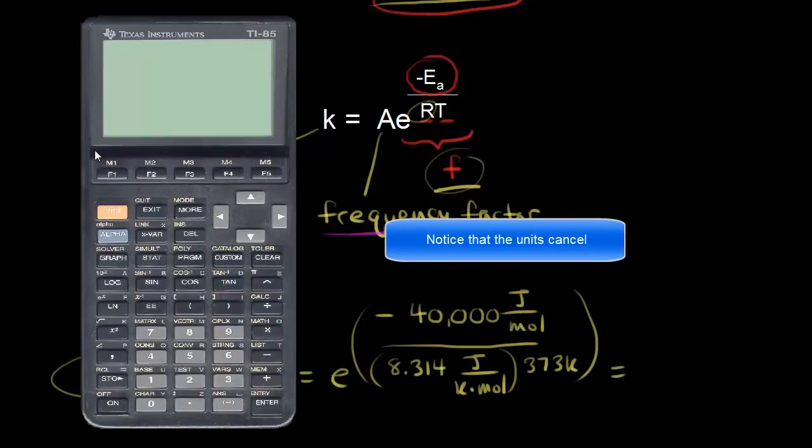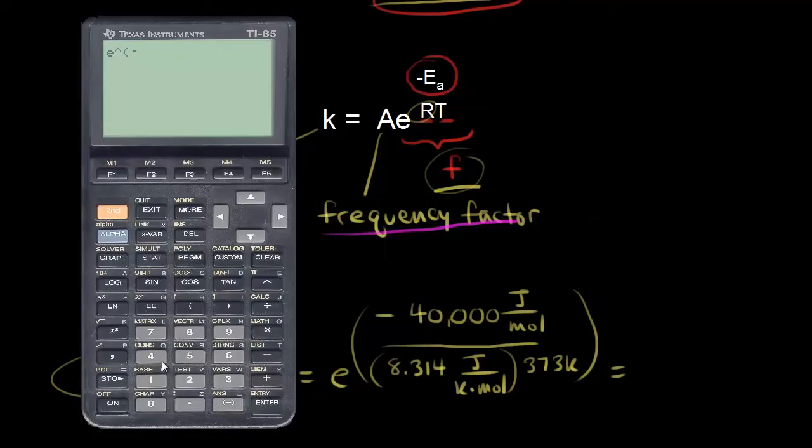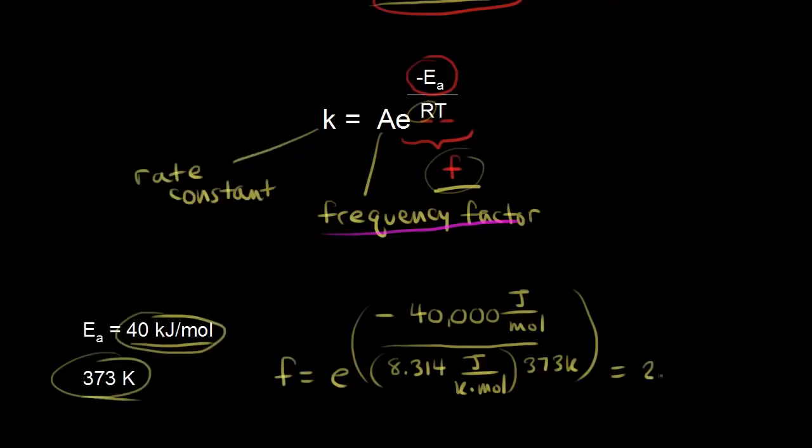So let's take out the calculator. e to the negative 40,000 divided by 8.314 times 373. We get 2.5 times 10 to the negative 6. So F is equal to 2.5 times 10 to the negative 6.